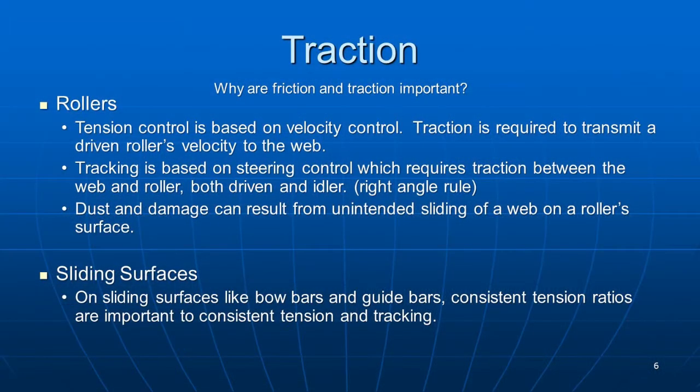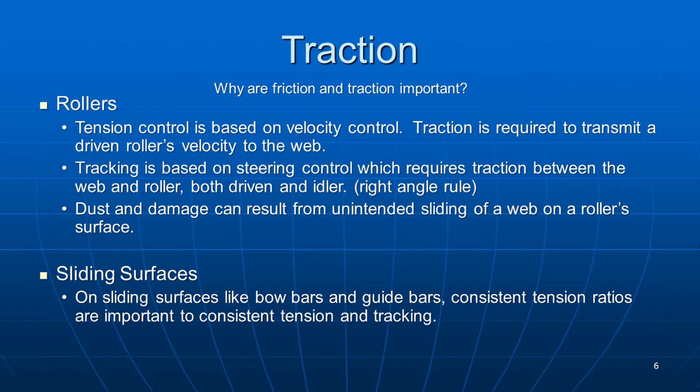Why are friction and traction important? On rollers, tension control is based on velocity control. Traction is required to transmit a driven roller's velocity to the web. Tracking is based on steering control, which requires traction between the web and roller. This is true for both driven rolls and idlers. The webs follow the right angle rule, which says if you're in traction, the web approaches a roller at right angles to the axis of the roller. This is true for webs. This is true for your tires on the road.